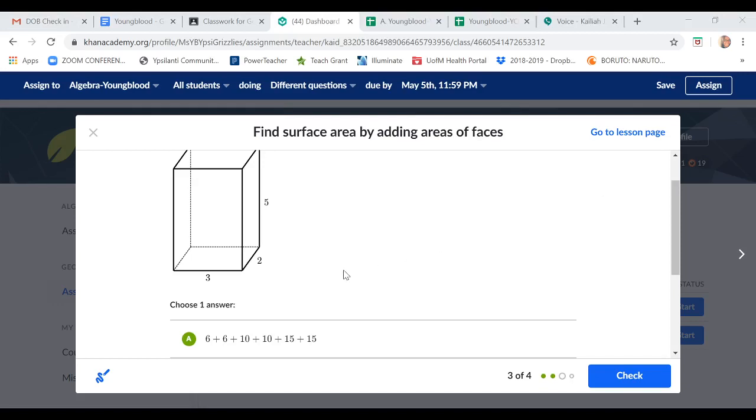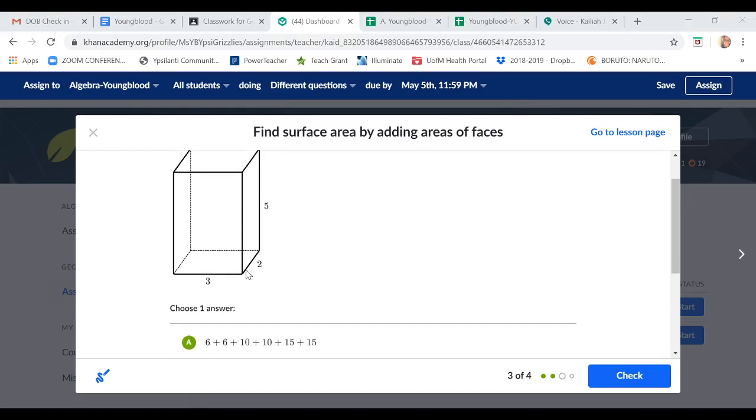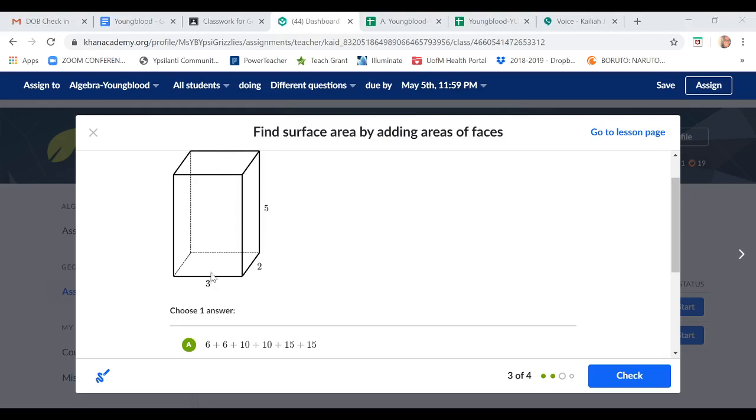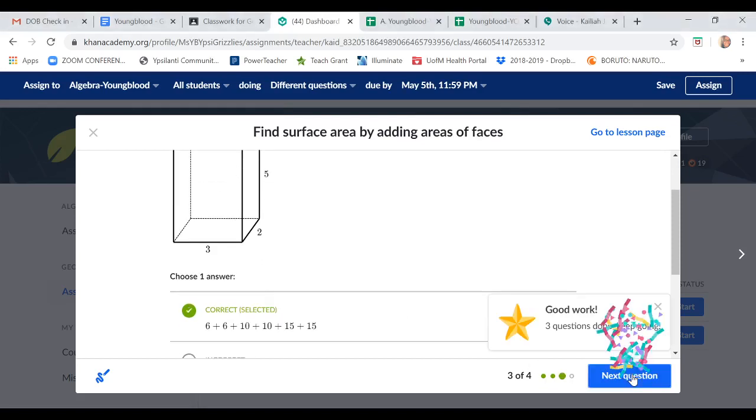I'm just going to briefly explain this next one without the drawings. So we have 2 rectangles here that have an area of 2 by 3, so 6 by 6. So we would add those 2 areas, 6 plus 6. We also have these 2 rectangles here that have areas of 10, so 10 plus 10. And then these larger rectangles in the front that have dimensions 3 by 5. And this one back here has dimensions 3 by 5. So both of these are going to have an area of 15. So it's going to be 6 plus 6 plus 10 plus 10 plus 15 plus 15. So it is going to be A for this.